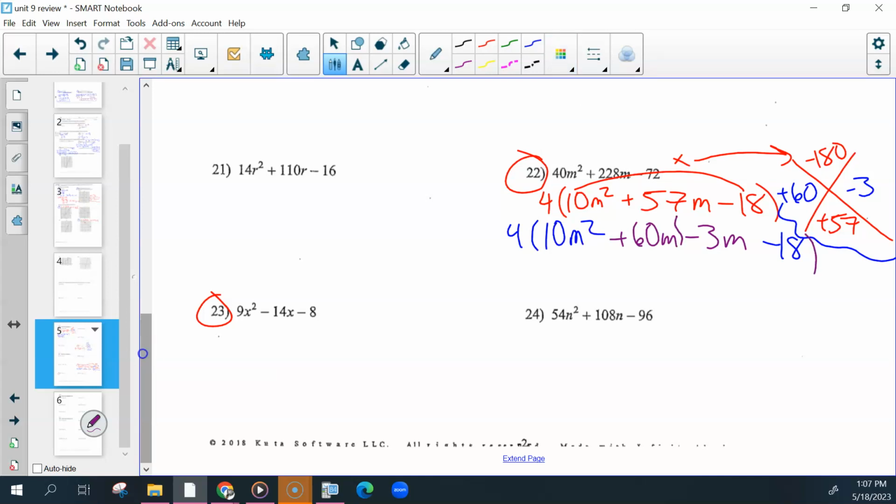Then you would split this down the middle and find what these two have in common that you could divide out. 10m, which would leave us with m plus 6. And then same thing on this side. What could we divide out of both? 3. Negative 3. Which would leave us with m plus 6, which is what we want, those insides to be the same.